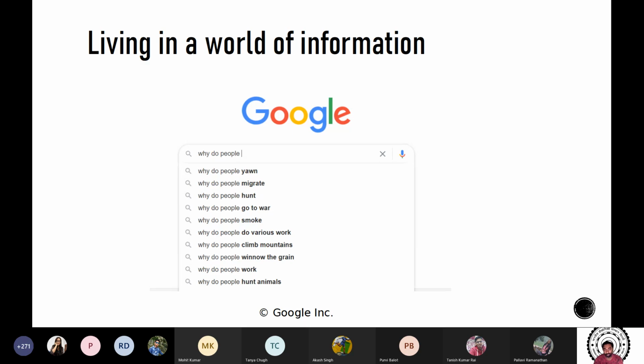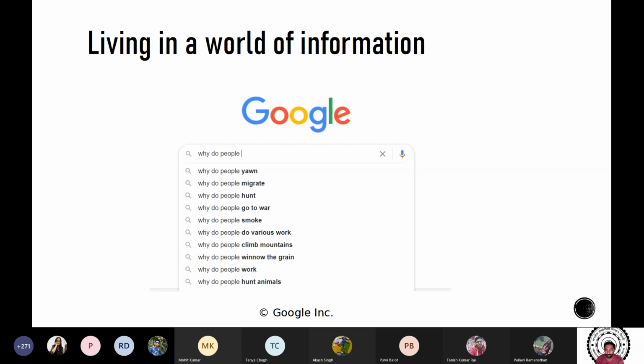And obviously, if you know how the Google search algorithm works, they do work on search volume. So from here you can say that at least at that point in time, a large number of people across the world were interested in why do people yawn, or why do people smoke, or why do people hunt. And you see that many of these things are pretty archaic, something that has been there across millions of years of human history. Climbing mountains.